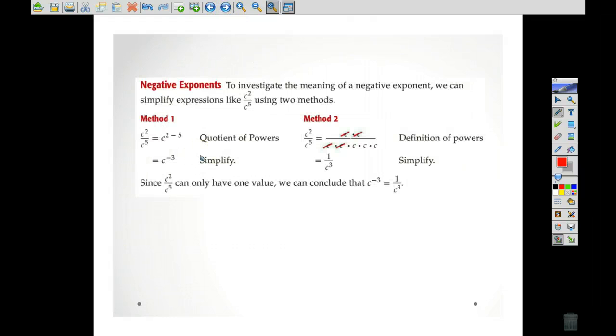Alright, so negative exponents. So what happens when you have negative? Like 2 minus 5 is negative 3. So c to the negative 3, okay, so if you write this out, c to the 2nd power over c to the 5th power, there's 3 c's on the bottom. So when you write it, it's 1 over c to the 3rd. So when you have anything to the negative power, you're going to bring it down as a denominator. So c to the negative 3rd is actually equal to 1 over c to the 3rd power.